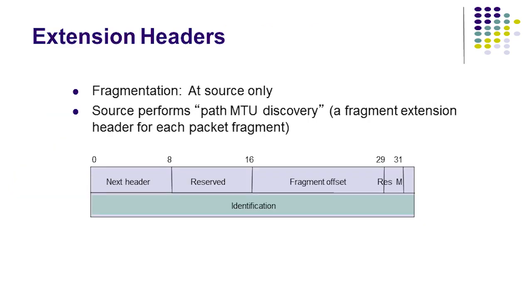IPv6 allows only the source host to perform fragmentation. Intermediate routers no longer perform fragmentation. The rationale is to speed up routing at the intermediate routers. If the packet length is greater than the maximum transfer unit (MTU) of the network, a router simply discards the packet and sends an ICMP error message back to the source.